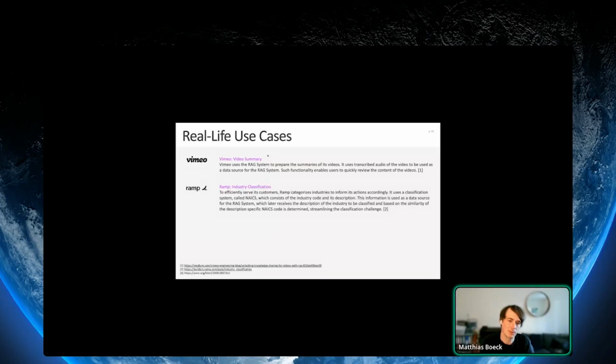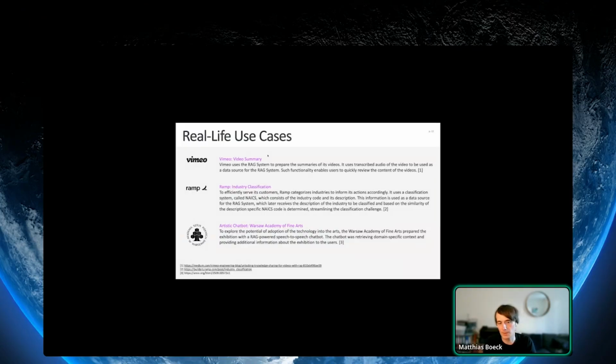Another example is Ramp, for industry classification. It's a financial operations platform, and they used it more in the direction of applying their taxonomy to their customers. So it's more like a classification system, and they use RAG systems to search through it.